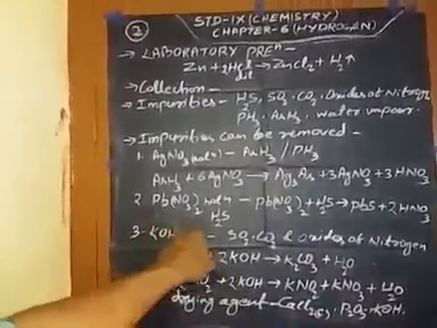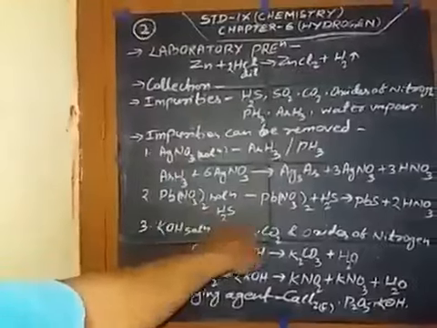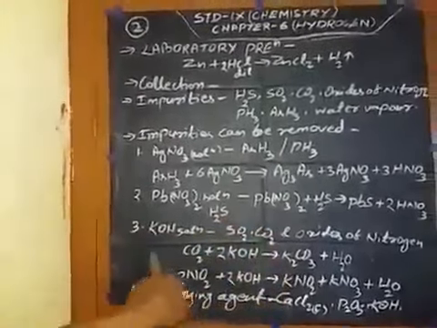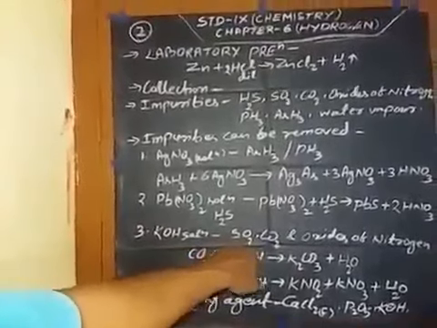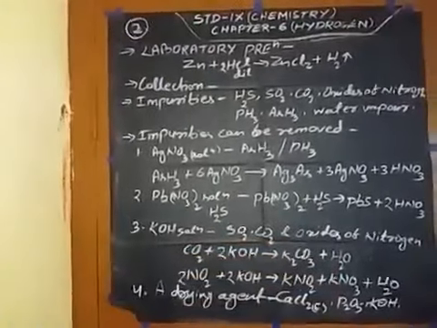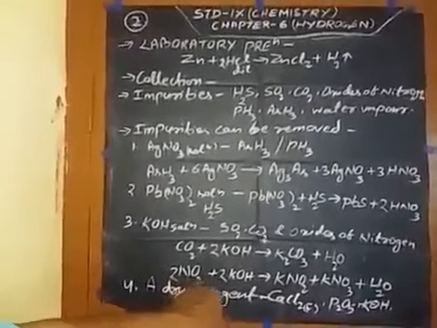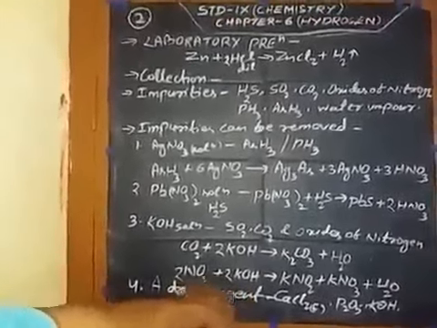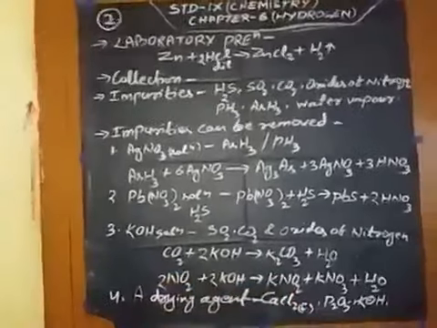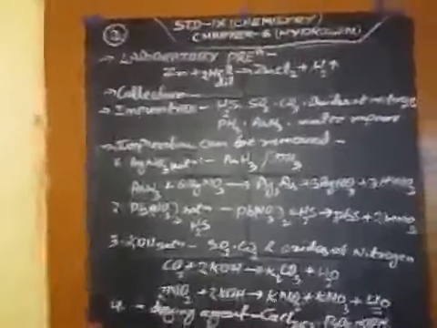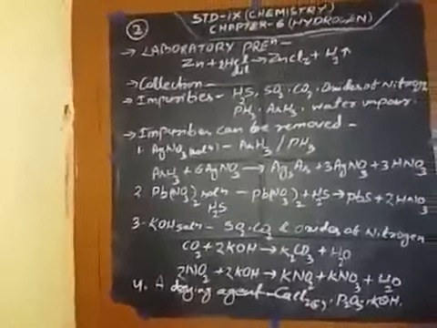Then, by lead nitrate solution, hydrogen sulfide can be removed, and by caustic alkali or KOH solution, oxides of sulfur, carbon dioxide, and oxides of nitrogen can be removed. See the reaction, one important reaction: nitrogen dioxide with potassium hydroxide to form potassium nitrite and potassium nitrate and water. Then another is water vapor.